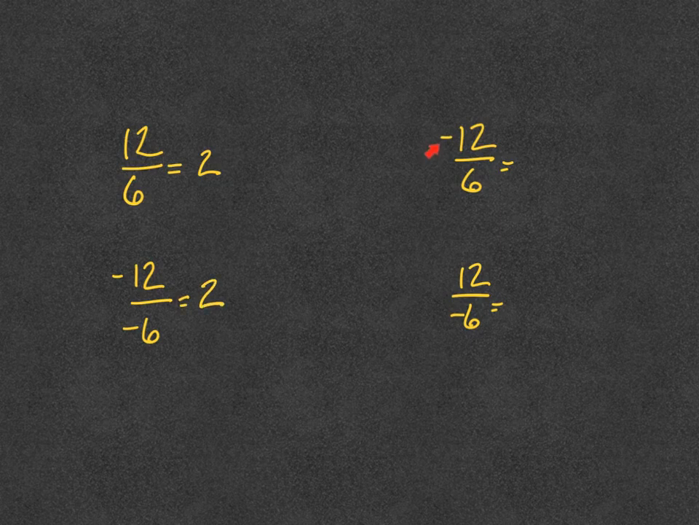In the next example, I have a negative 12 divided by a positive 6. Now I have unlike signs. So in this case, my unlike signs are going to give me a negative 2 for a quotient. And the last example is similar. I have a positive divided by a negative. Positive divided by a negative are unlike signs, so my quotient is going to be negative as well. It's a negative 2.